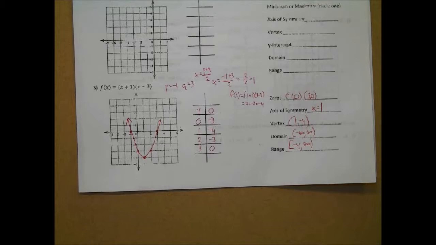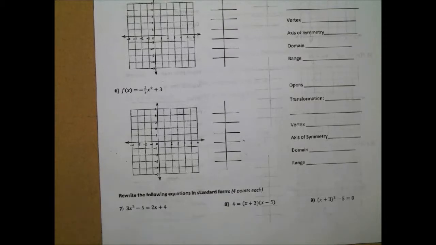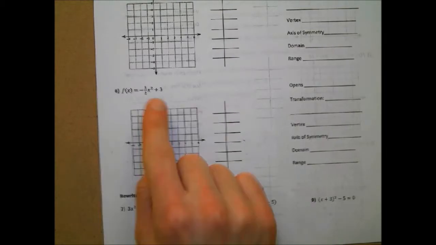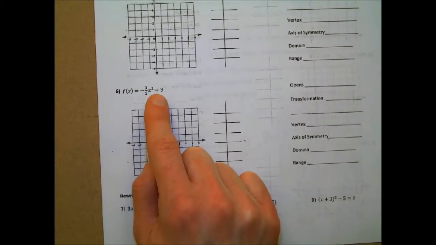Number 6? I think number 6 is a little bit weird. I'm going to do number 6 because what's weird about number 6? It's got a fraction in front. That's weird. What else is weird about it? So it's missing a term here. What term is it missing? Yeah, Sky. It's missing the b. There's no x term, right?